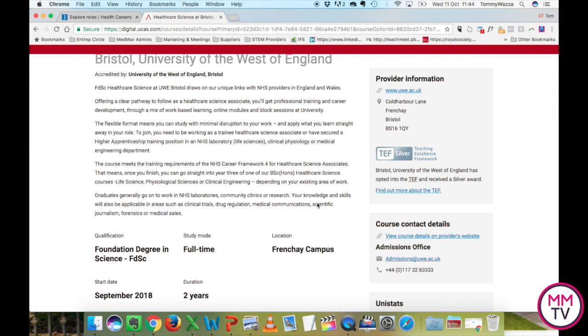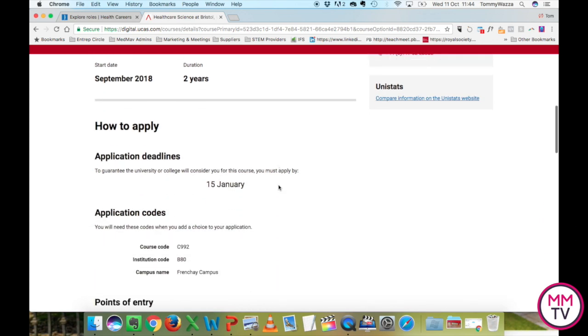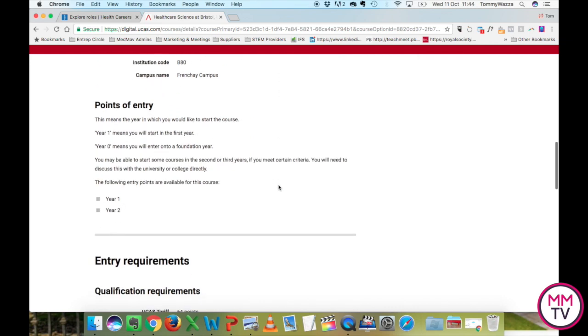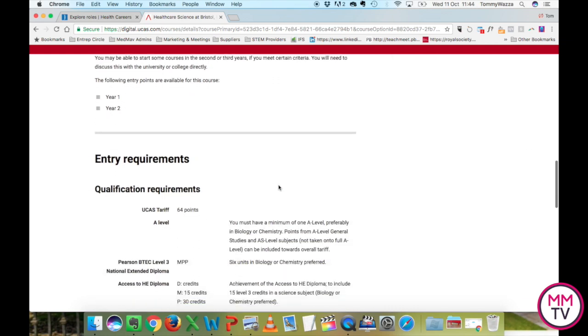So what does it say? The course meets the training requirements for NHS Career Framework 4 for Healthcare Science Associates. This is perfect, okay? That means once you finish, you can go straight into year 3 of one of our BSc Honours Healthcare Science courses for life sciences, physiological sciences, or clinical engineering, okay? So this is a little bit of a different course, so you don't go in straight away, you do years 1 and 2, and then it lets you go into the 3rd year.